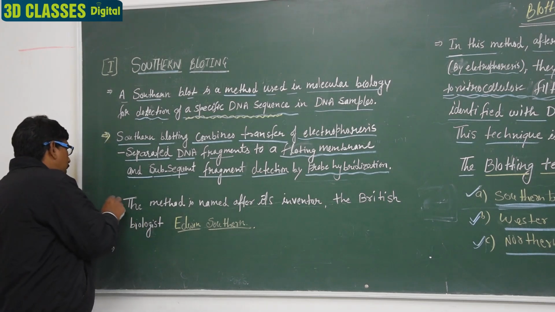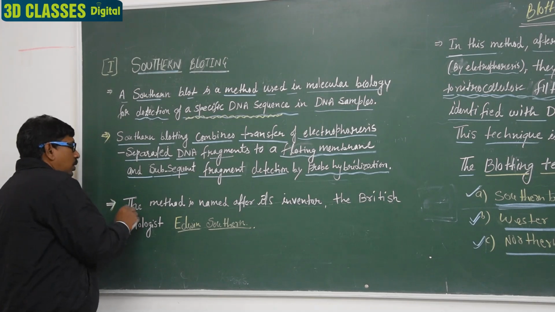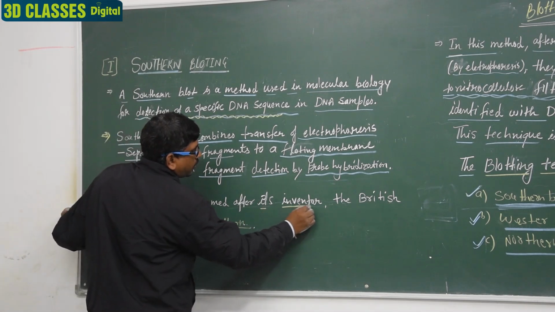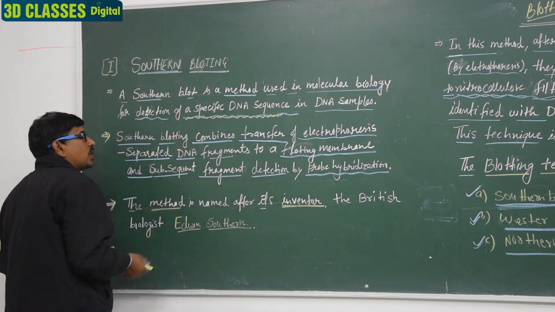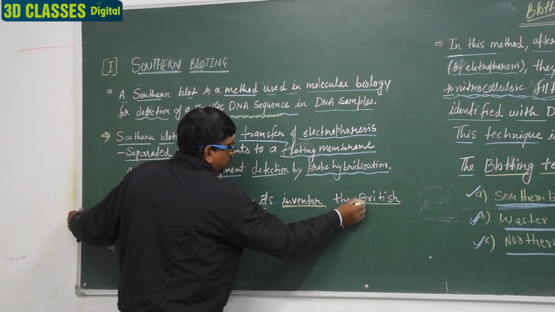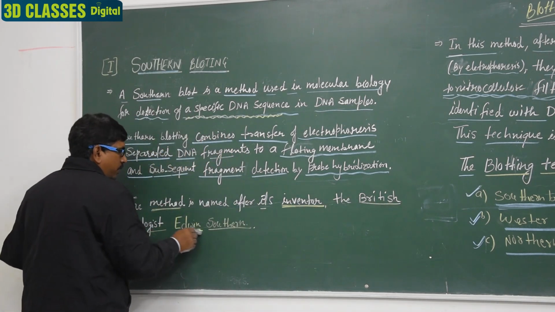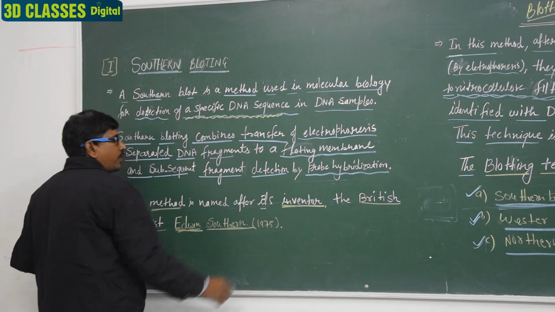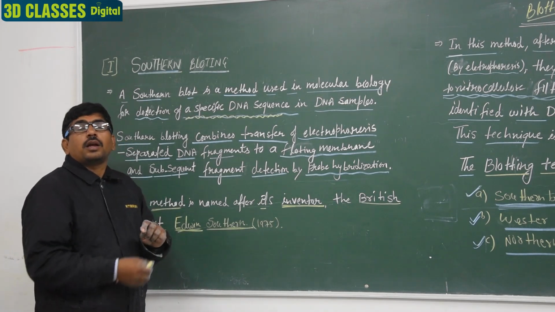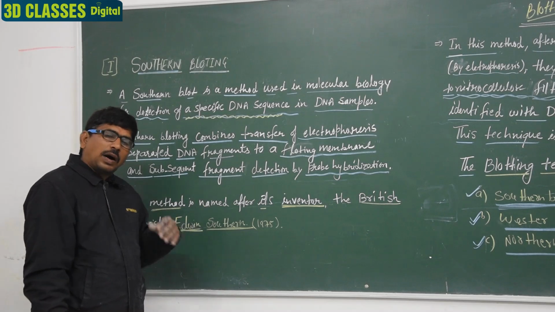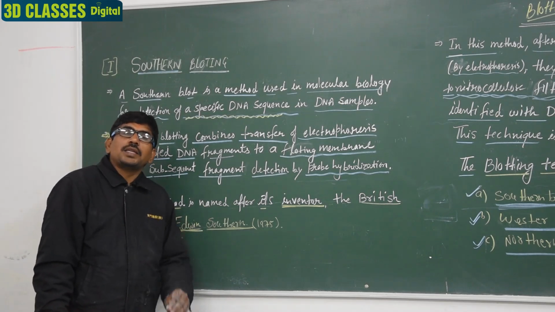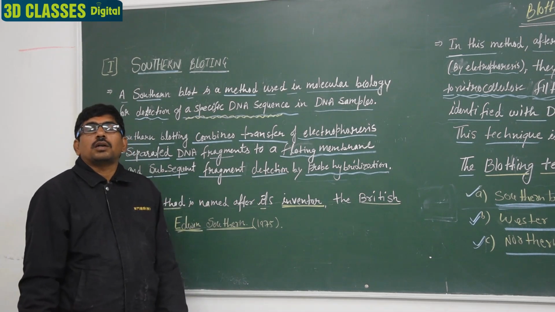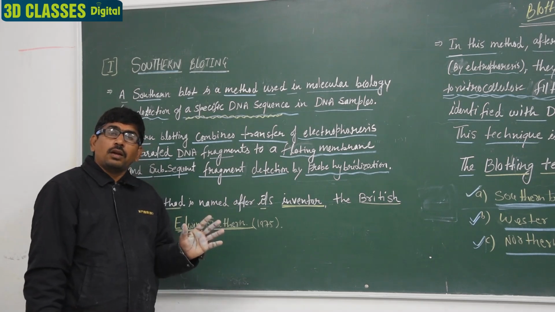How did Southern blotting get its name? The method is named after its inventor. Who invented Southern blotting? A British biologist, Edwin Southern, in 1975. Clear? That is the definition of Southern blotting. After that, we discuss the mechanism of Southern blotting. You know very well what Southern blotting is.